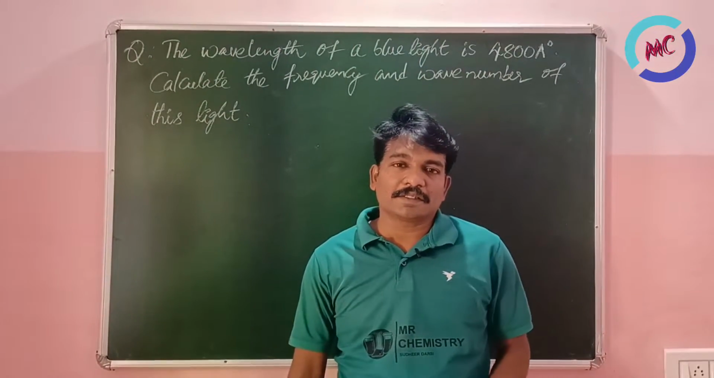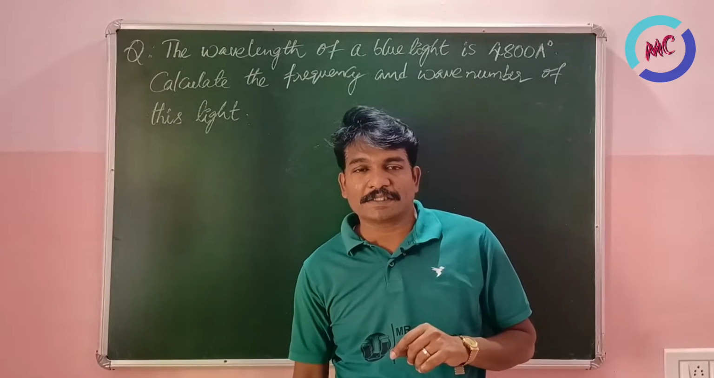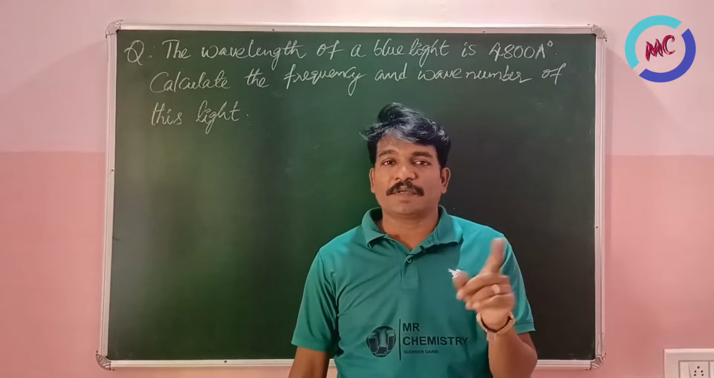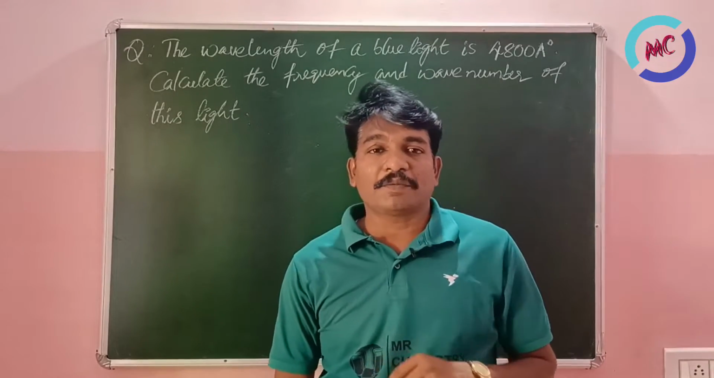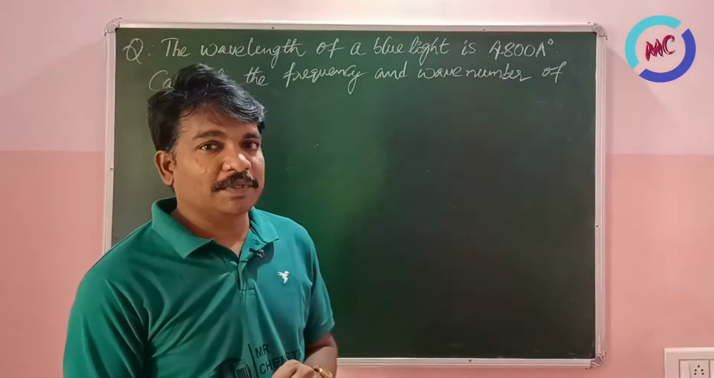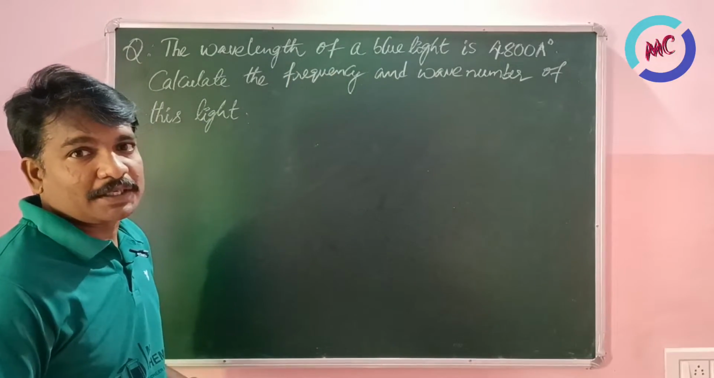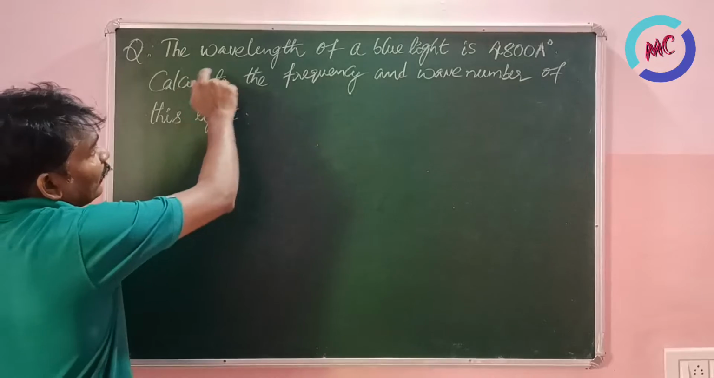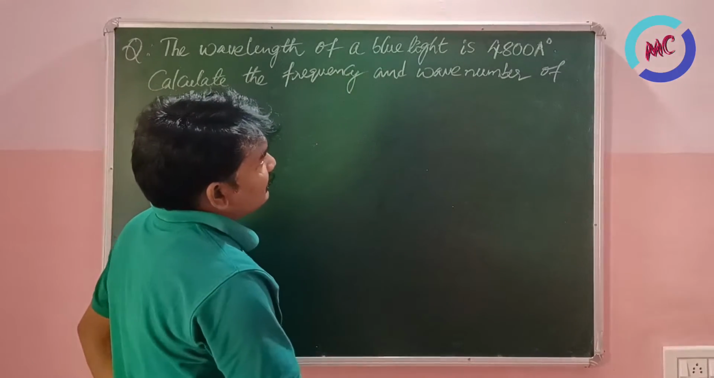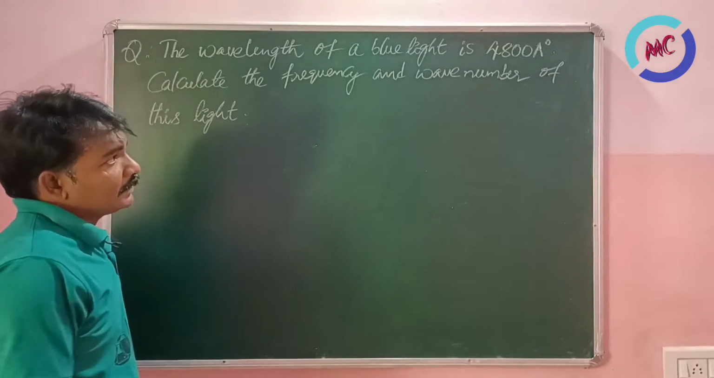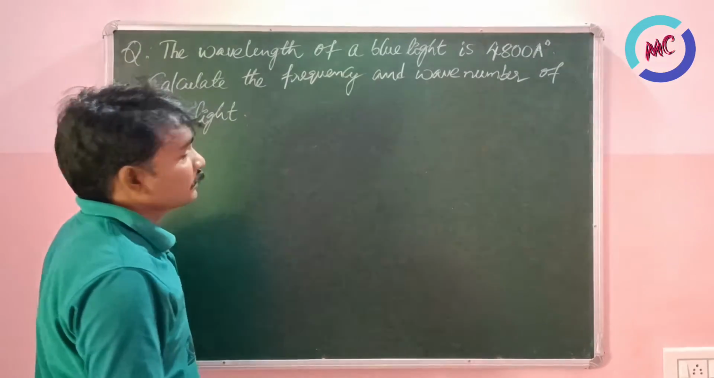In this calculation, we are going to learn one more relation, that is a relation between frequency and wave number. Wave number is nothing but reciprocal of wavelength. We will see how to calculate the given problem based on the relationship. See here, the wavelength of a blue light is 4800 angstrom. Calculate the frequency and wave number of this light.